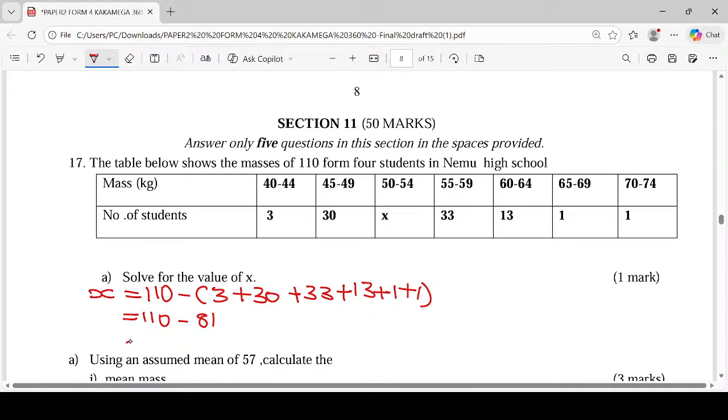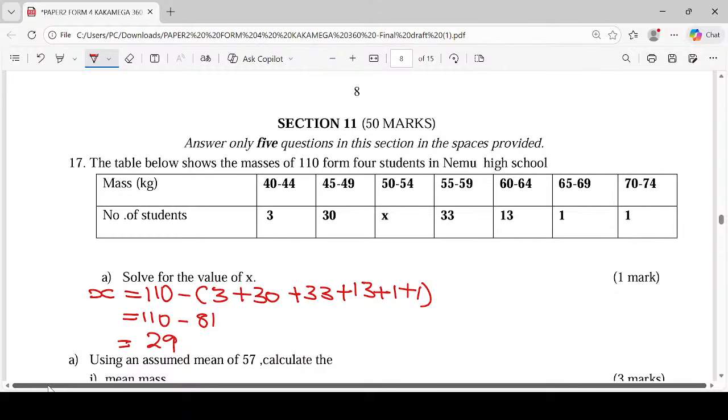Then now we say 110 minus 81, you are going to get 29 as the value of x. So in that context, the value of x for that particular part is 29. We are progressing very, very well.